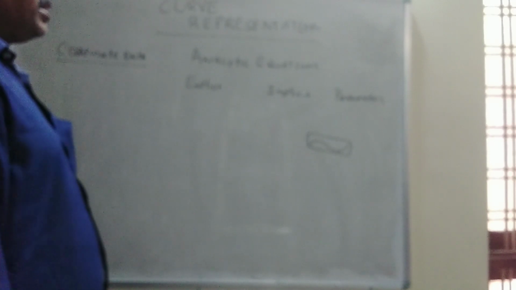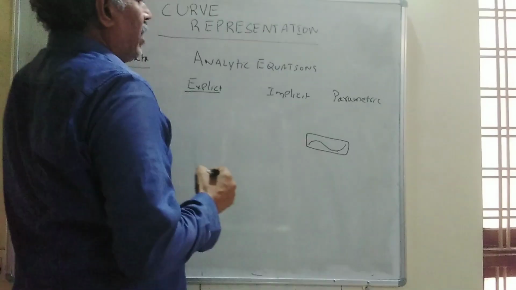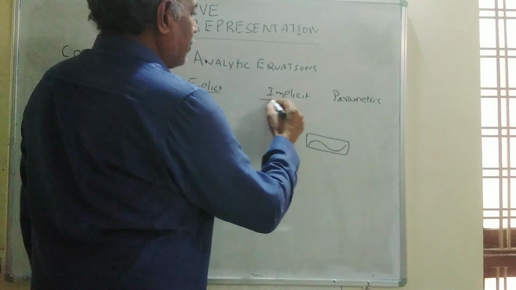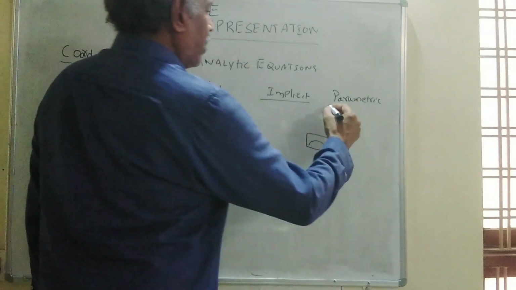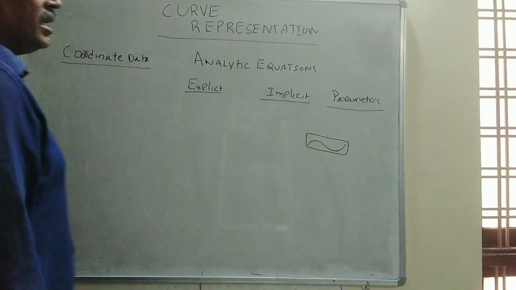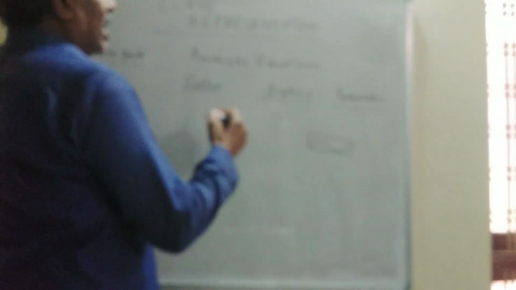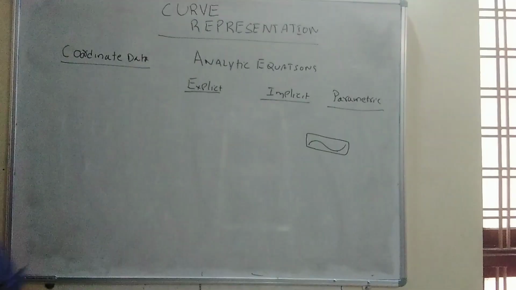The other option is analytical equations. In analytical equations, we have two types of equations. One is the explicit way of representing curve equations, the implicit way, and the parametric way. Explicit and implicit put together will be the non-parametric way of representing analytical equations. Let us see what it is all about.